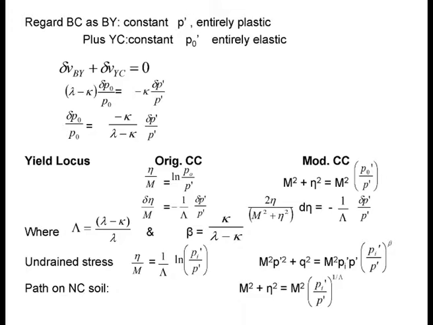You know what I mean? No? It's just slightly greater than 1. So basically, this term here will always be greater than 1. However, when kappa equals 0, what happened? Beta will be 0, right? When beta equals 0, this becomes 1. And this becomes the modified Cam-clay U locus equation.